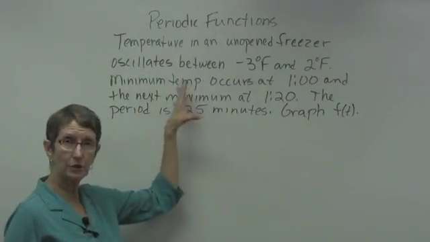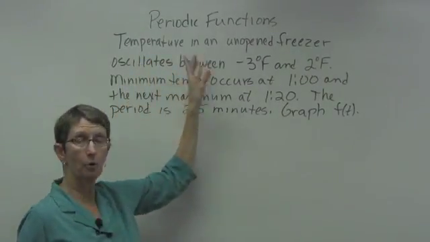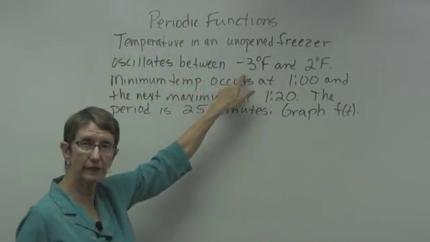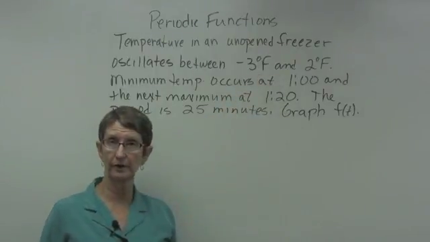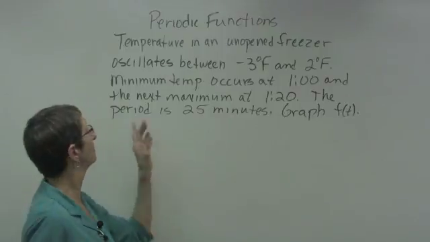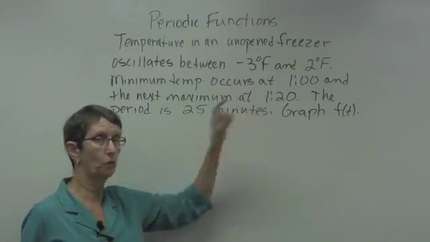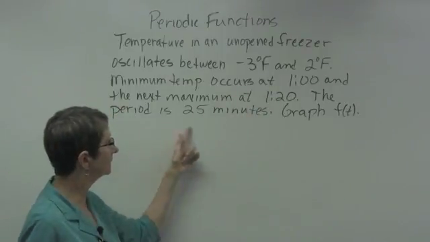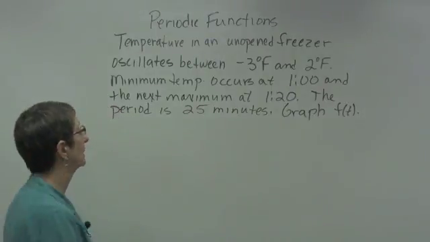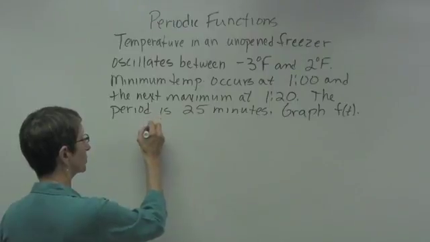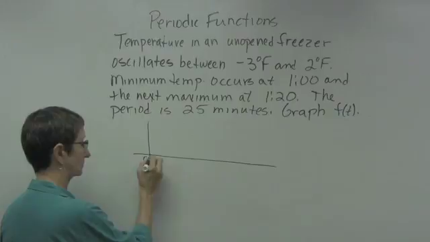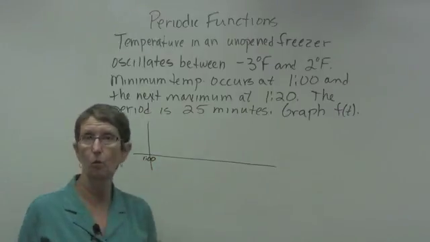Here we have an application of a temperature in an unopened freezer that oscillates. And it oscillates between -3 degrees Fahrenheit and 2 degrees Fahrenheit. The minimum temperature occurs at 1 o'clock and the next maximum at 1:20. The period is 25 minutes and we want to make a graph of this function. So we're going to start our graph at 1 o'clock. Okay, not 0. 1 o'clock is our 0.